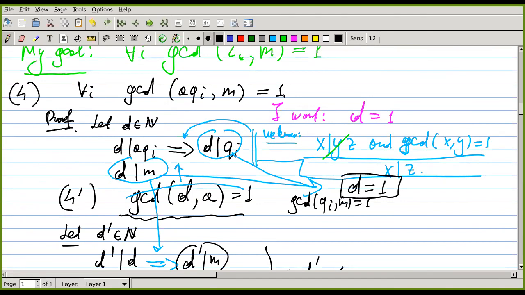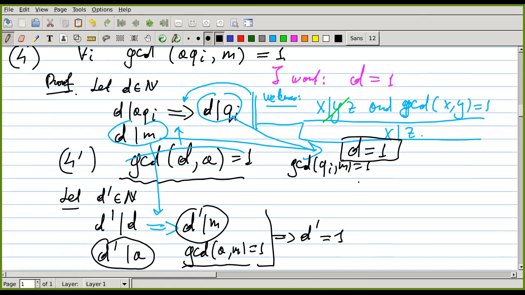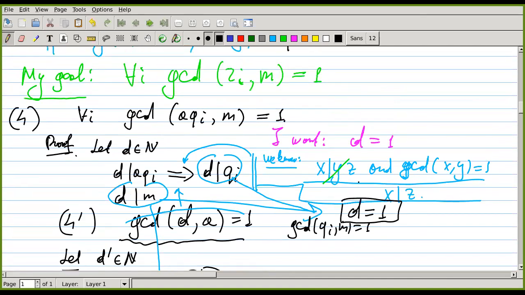Is it possible that D will be equal to QI? Then QI is 1. Of course, it is possible. But the only case is when D equals QI. QI can be 1. Why not? Is it clear? Yes. So at this point, I know that AQI is co-prime to M.